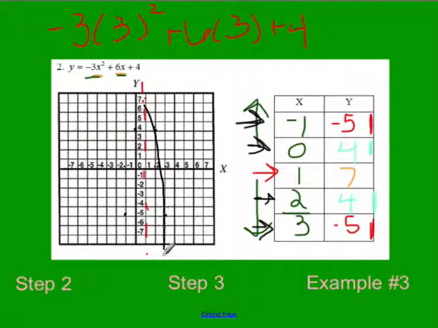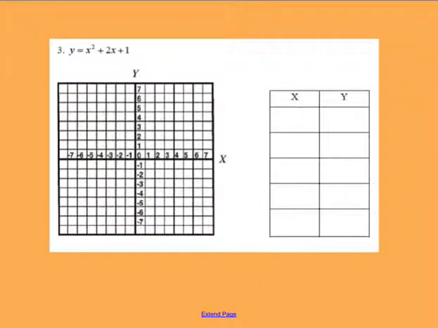So I can connect each of those points on either side. You'll notice I have an upside down parabola, which is good because my a is negative, so it should be opening downward. And notice how it's the same on either side of the axis of symmetry. They're symmetrical. Let's take a look at number 3.